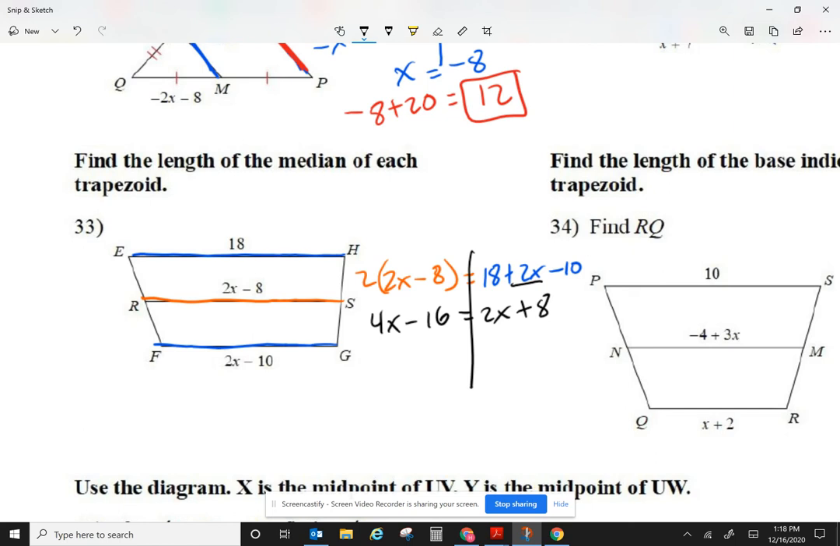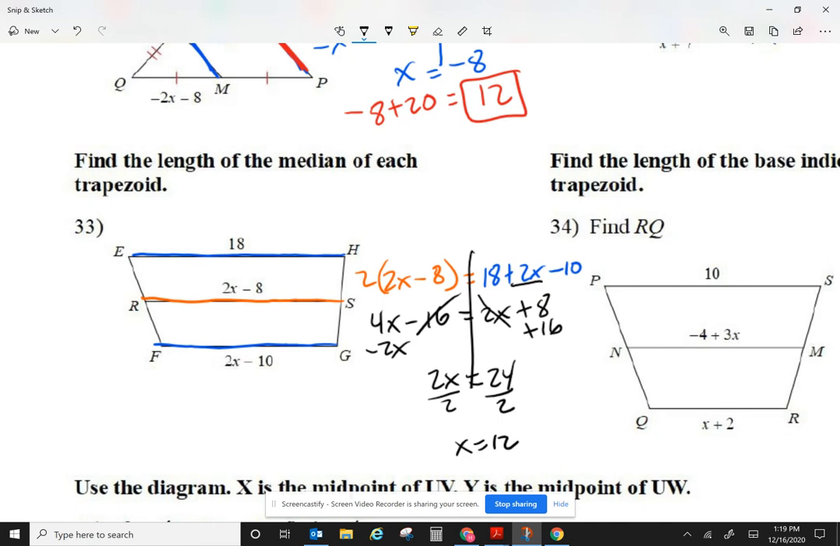So to solve for x, let me move the smallest x. This negative 16, let me move it over as a plus 16. Right, I'm using opposite signs. So 4x minus 2x, that gives me 2x. 8 plus 16 is 24. Divide by 2, I get that x equals 12.